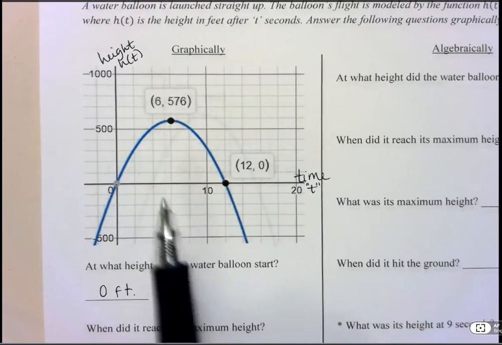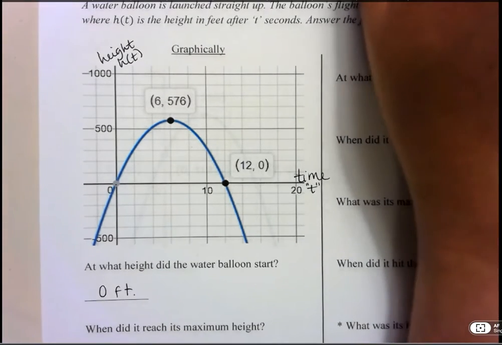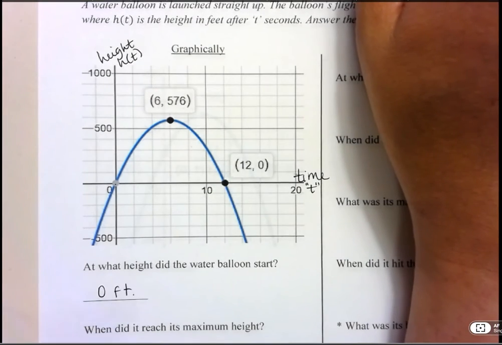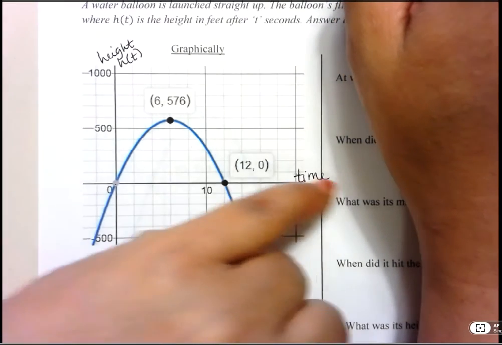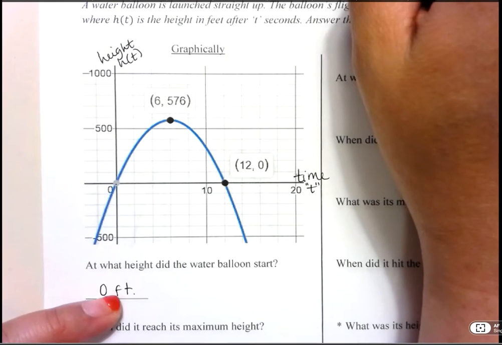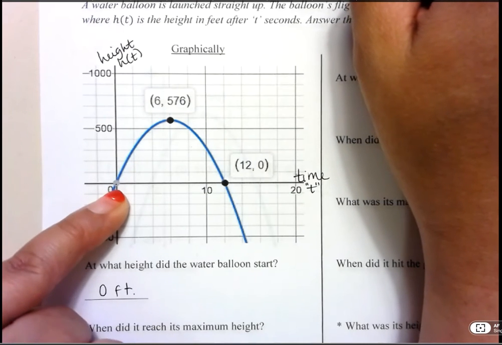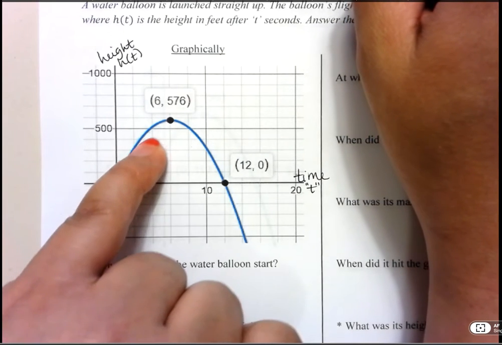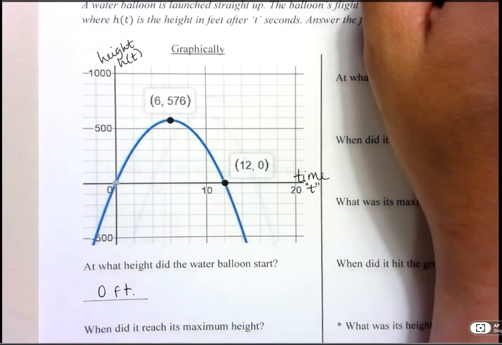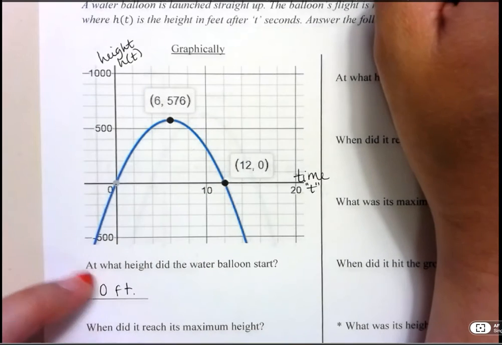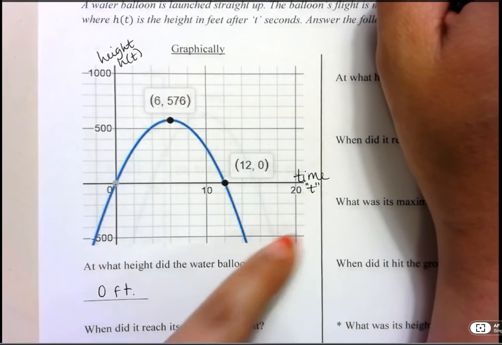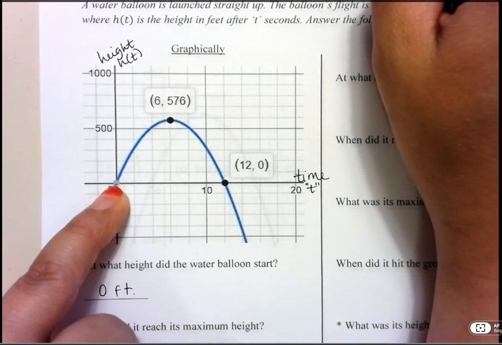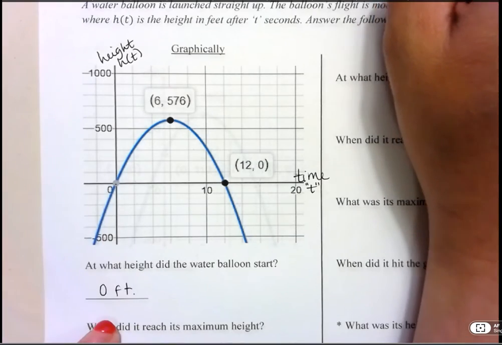So we're given this graph, and they can ask you several questions here. What you need to understand is that this is your x-axis, and this is your y-axis. This is time equals 0, and the blue is where you get the height. Let's say they ask you the first question, at what height did the water balloon start? Where you start at time equals 0. So you look at time equals 0. What was the height? The height was 0 feet.